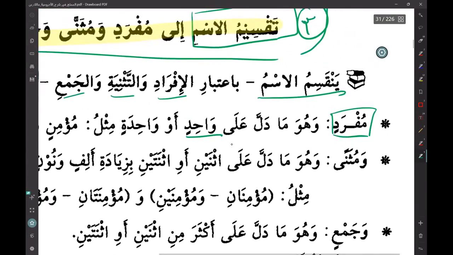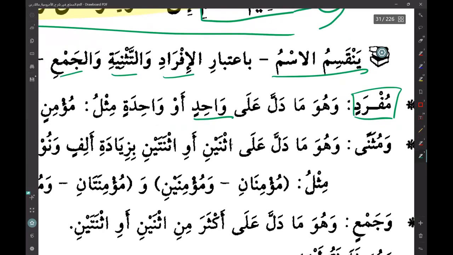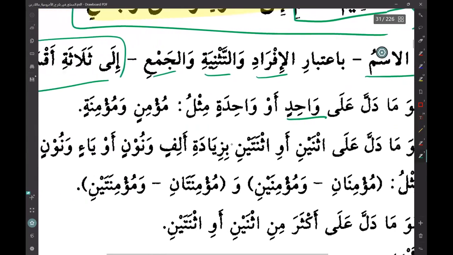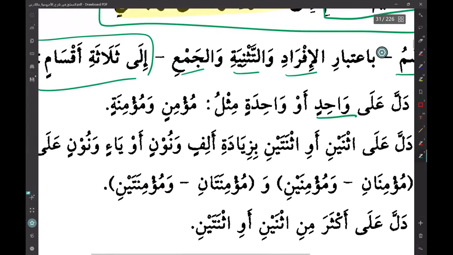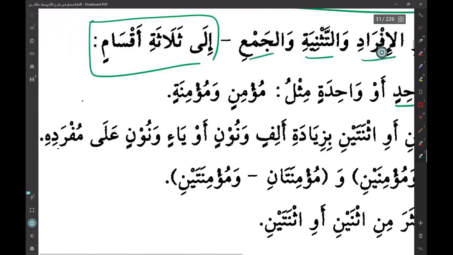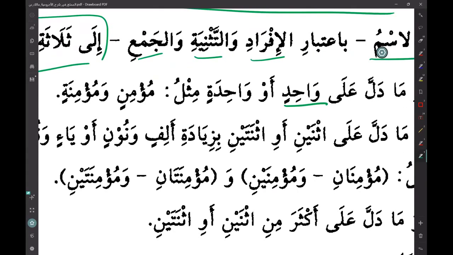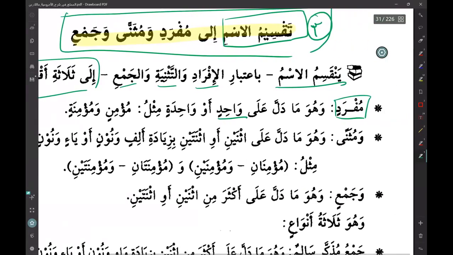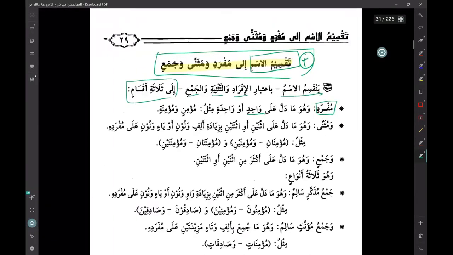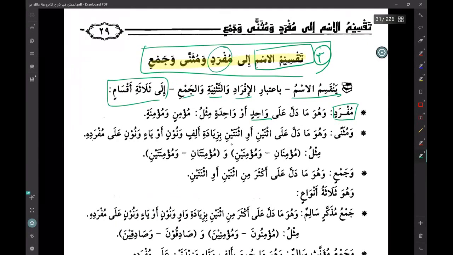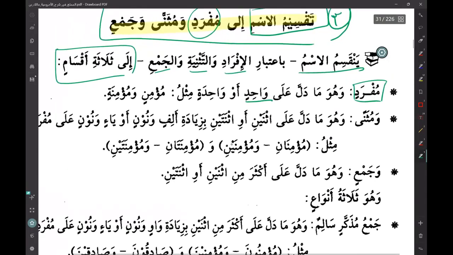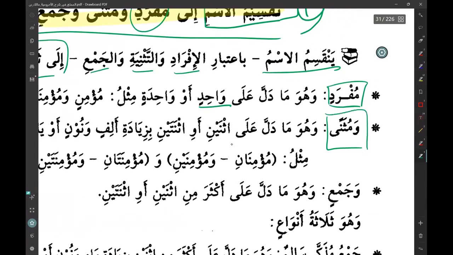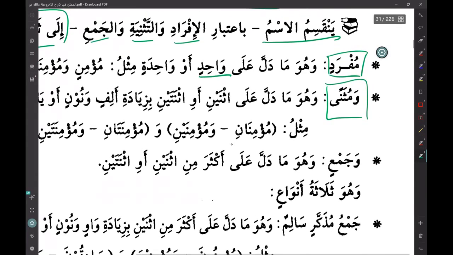Very simple thing, right? And muthanna is huwa ma dalla ala ithnain aw ithnatayn bi ziyadati alifin wa nunin wa ya'in wa nunin ala mufradihi. Okay, so this definition is very important, because we'll be talking about this one a little bit sometime, inshallah. So right now, only from here, because this book will go back in each one of them and talk a little bit more in detail. So I don't want to spend too much time here. I just wanted to mention the division. So we have a noun being divided into mufrad, singular, muthanna, dual, and jam, plural. Okay, so right now that's the only thing I want to get from here.